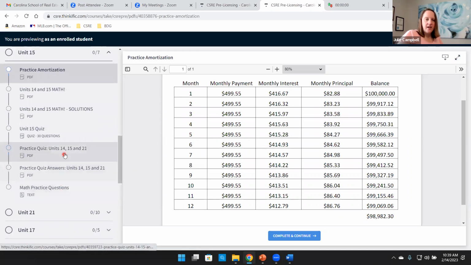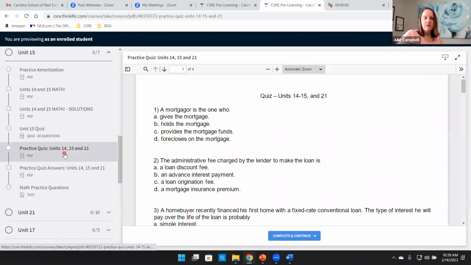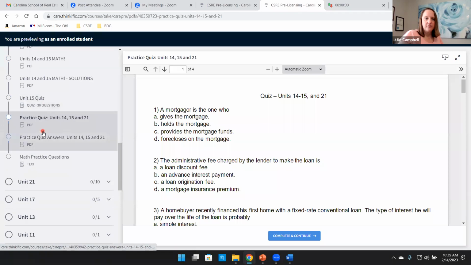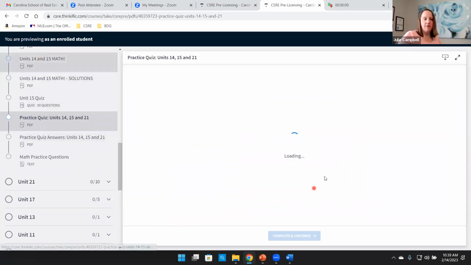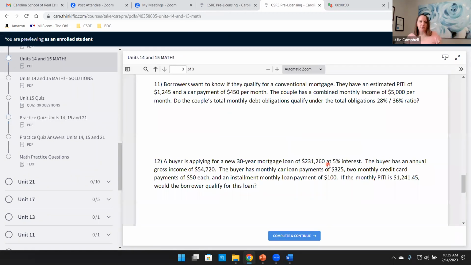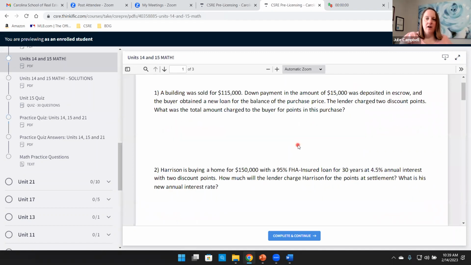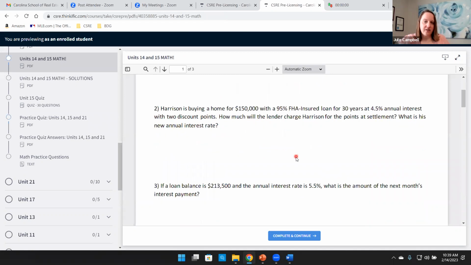Then there is a practice quiz. No, that's the quiz. Where is it? Here it is, 14 and 15 math. There we go. So here's some extra practice with units 14 and 15 math. It's all the math from 14 and 15. So it's stuff on discount points, loan origination fee, and amortizing.